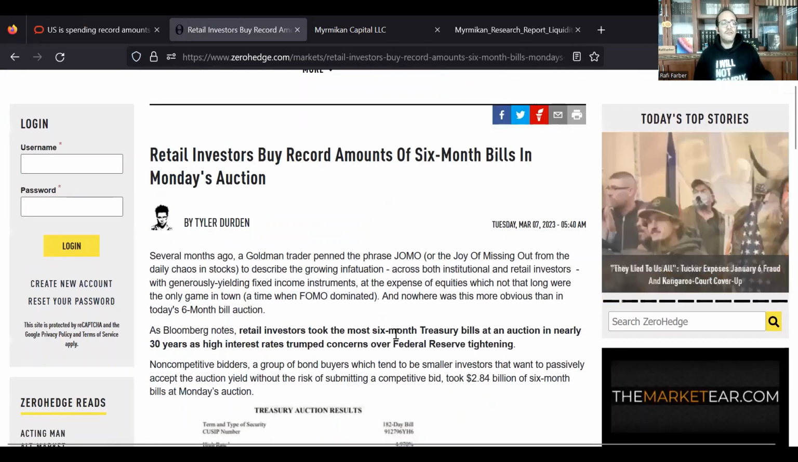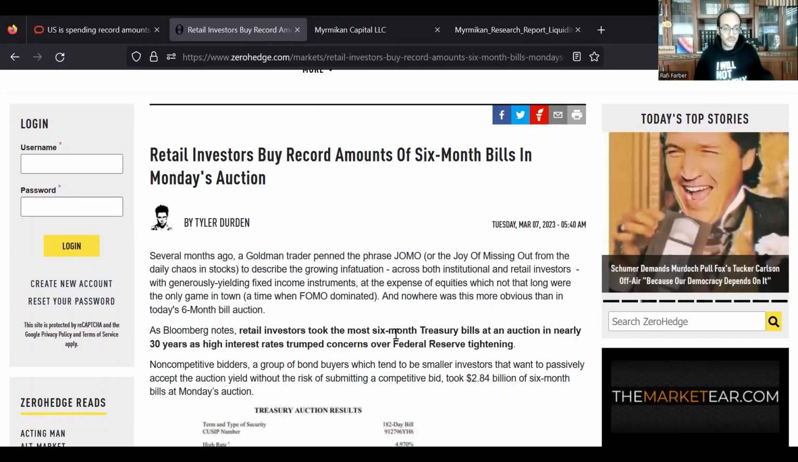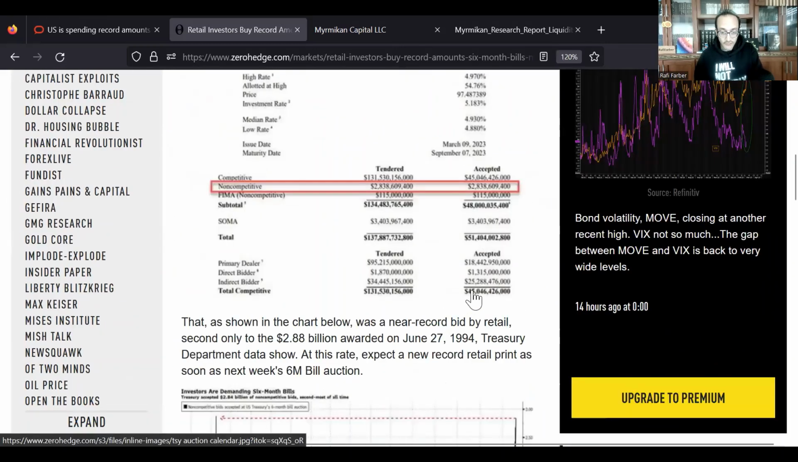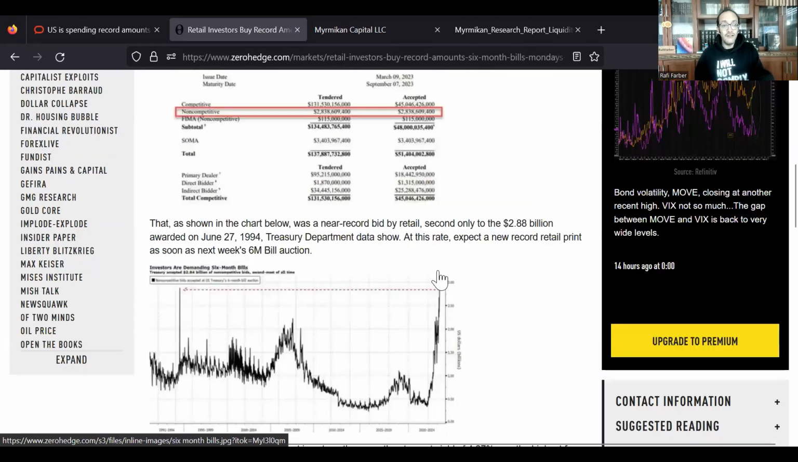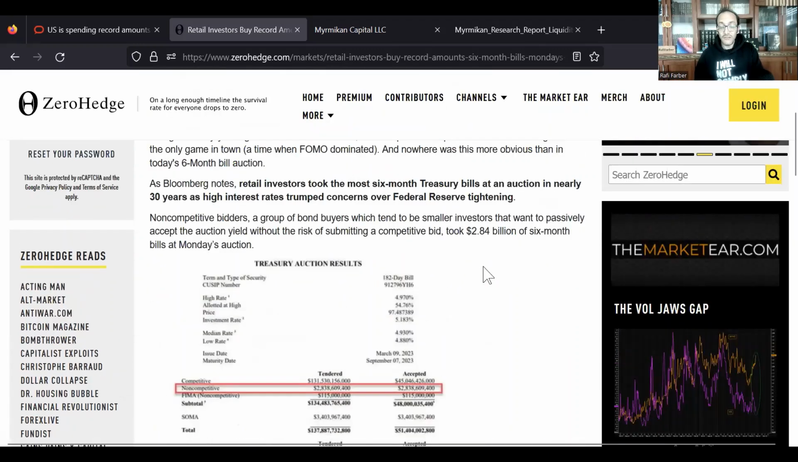And from here, I wanted to move to this Zero Hedge article. See here, retail investors buy record amounts of 6-month bills in Monday's auction. Exactly how much is that? Accepted $46,046,426,000. $46 billion in 6-month bills. Why is it at a record? Because you get free yield for a 6-month bill. That's more yield than you would get in most stocks.